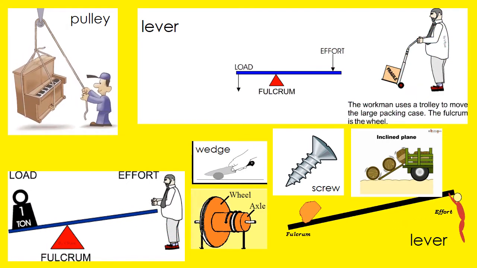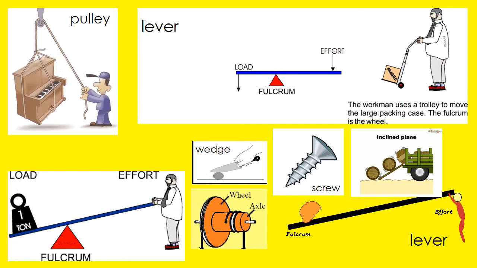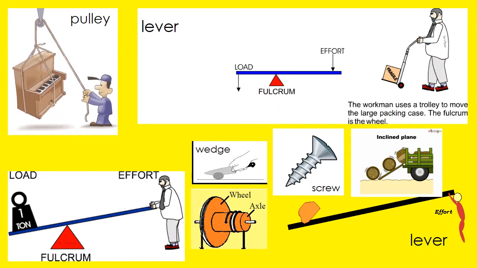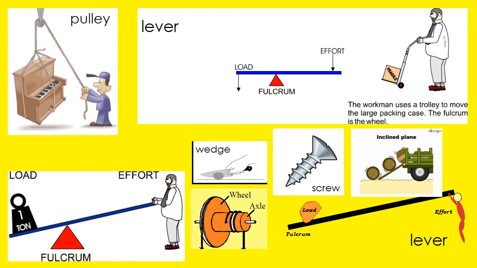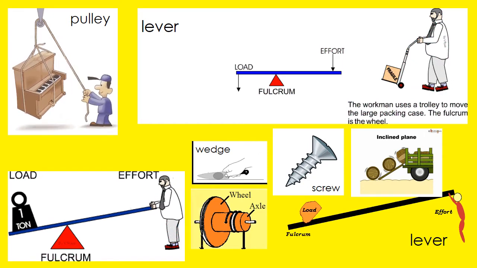Okay, this is a wedge. What is this picture? Can you see properly? The wedge. What is that simple machine there? A wagon. It's a what?